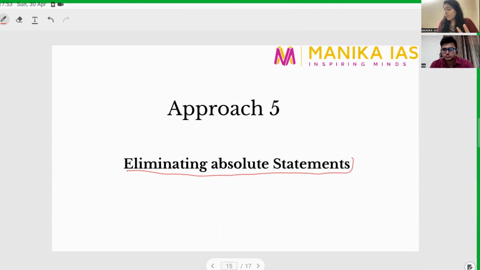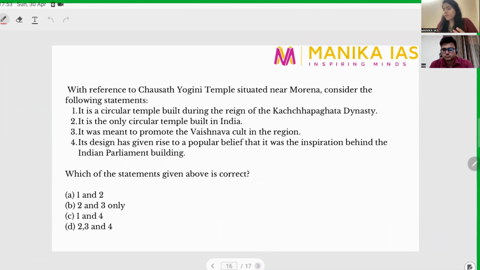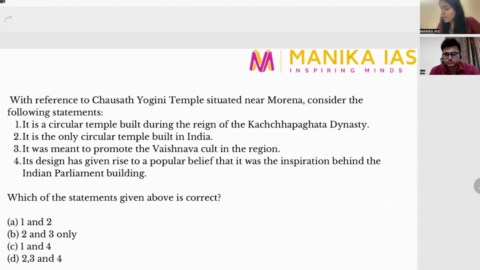Let's look at some example with respect to that. Say, for example, this is the question. With reference to Chausath Yogini temple, consider the following statements. It is a circular temple built during the reign of the Kachchhapaghata dynasty. It is the only circular temple built in India. It was meant to promote Vaishnav cult. Its design has given rise to a popular belief that it was the inspiration behind the Indian Parliament building.